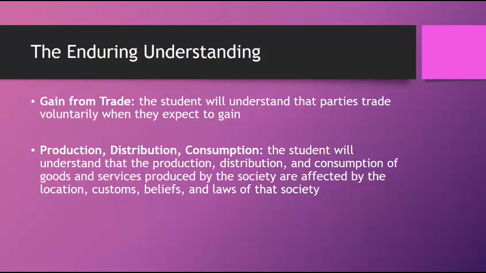The sample activity demonstrated will not only allow students to satisfy the standard to be covered, but also demonstrate support for the connecting themes and enduring understandings that cross multiple units throughout all social studies courses. The enduring understandings for this module include gain from trade, in which the student will understand that parties trade voluntarily when they expect to gain. Also, production, distribution, and consumption, where the student will understand that the production, distribution, and consumption of goods and services produced by the society are affected by the location, customs, beliefs, and laws of that society.